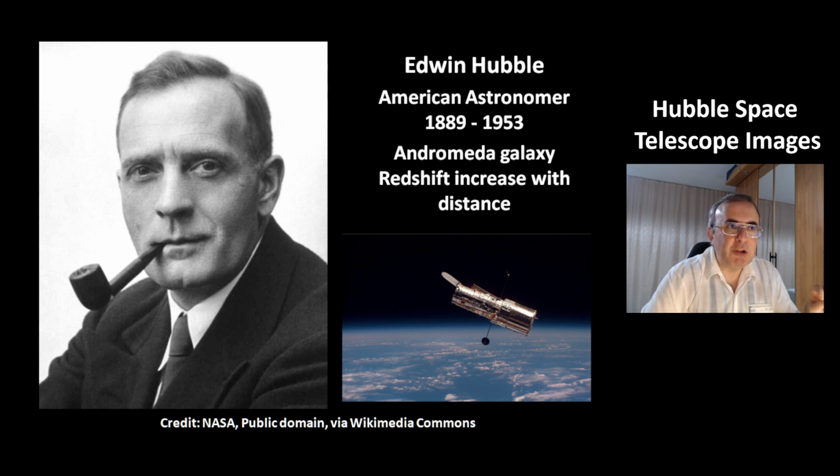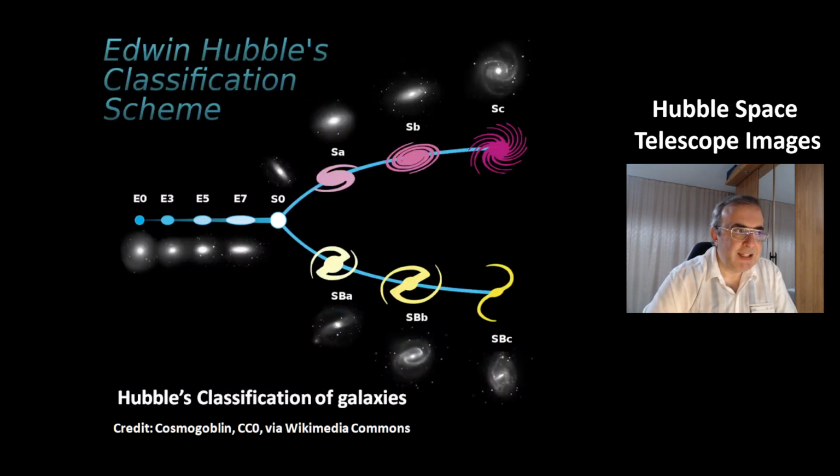Another accomplishment of Edwin Hubble is the discovery that redshift increases with the distance of galaxies. So the further away galaxies have a higher redshift than nearby galaxies. This is the first classification by Edwin Hubble of all the galaxies that he observed. You can see at the left the elliptical galaxies, top right spiral galaxies without a bar, and at the bottom right the spiral bar galaxies.